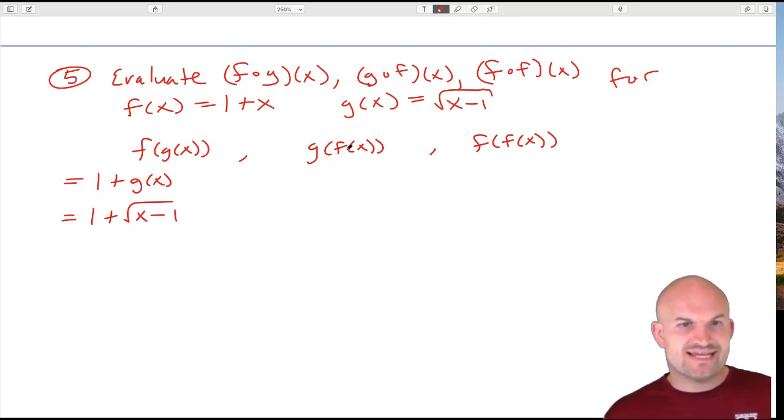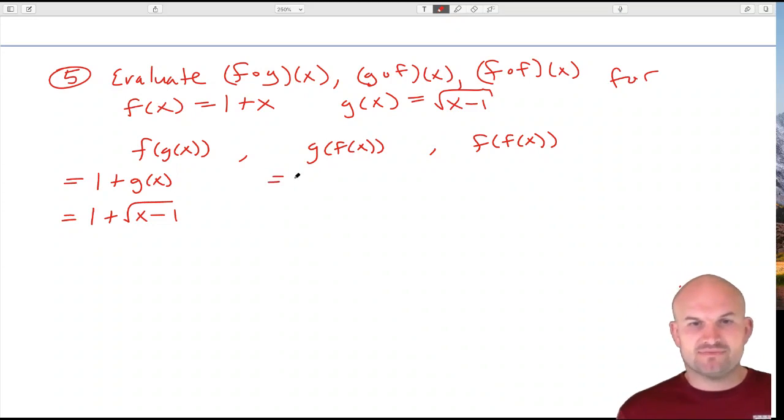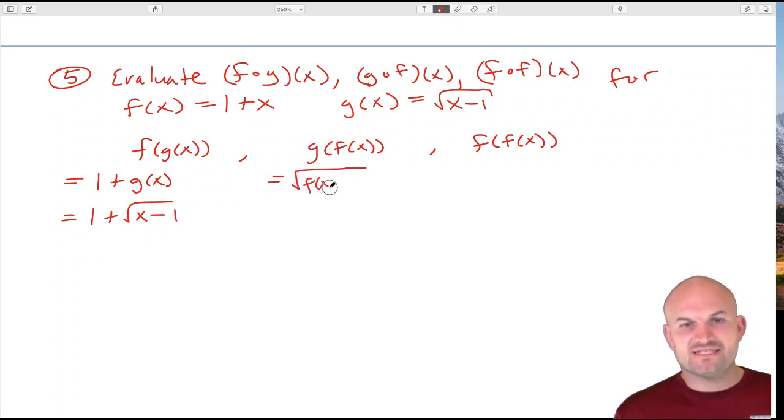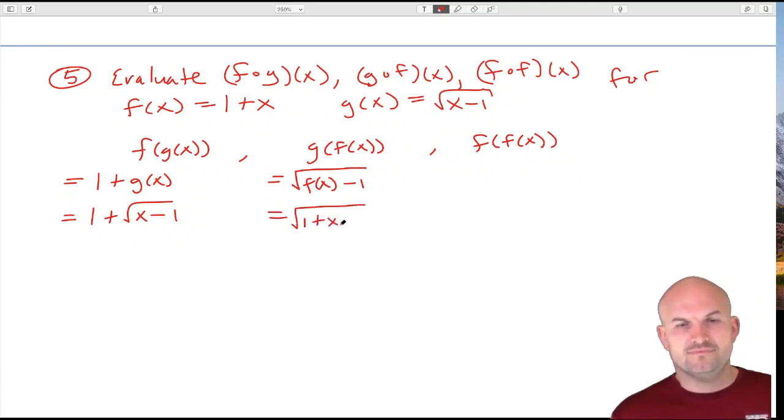For the next one, we're going to take f of x, and we're going to plug it into g of x. So that would look something like this. So we have the g of x function, and then we're going to plug f of x in for the x. Well, now f of x in this case is 1 plus x, minus 1, and that simplifies to the square root of x.